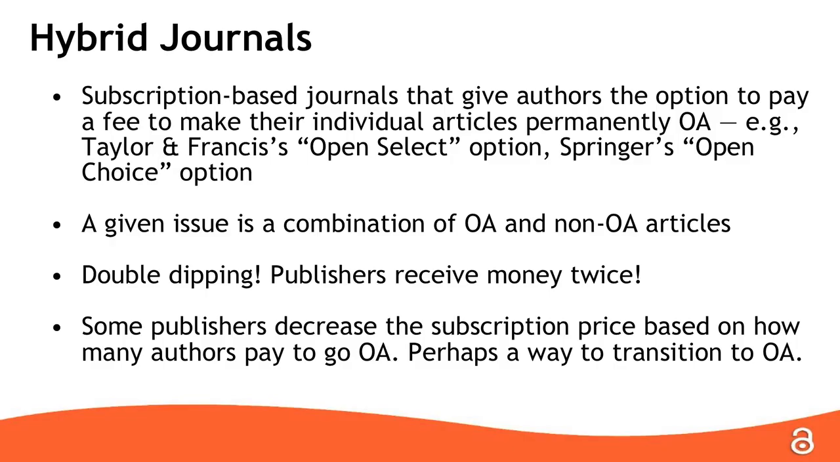For some publishers, unfortunately, this amounts to double dipping. They get paid the publication fees for the articles that are going to become open access, and then they still get the subscription fees from all of the people in the libraries that subscribe to the journals. However, some journals are a little more on the up and up, and they lower the subscription price depending on how many authors pay to go open access. So it's hard to know if it's really done fairly, but that is promising potentially as a way to transition from subscription-based journals to open access.